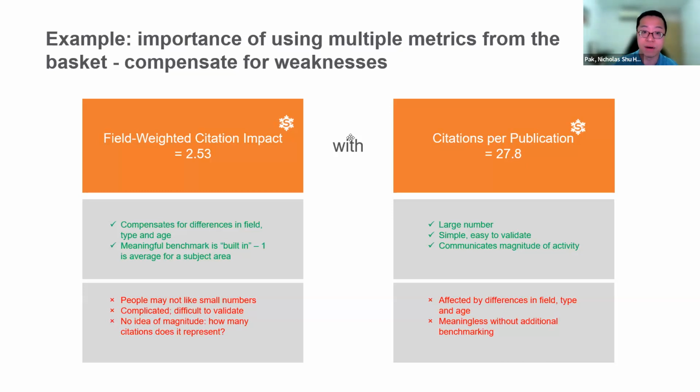But the one thing that people do not like about the FWCI is that the numbers are small, and people superficially may not like small numbers. It may be complicated and also very difficult to validate. And there's no idea of magnitude because you don't know how many citations it represents. But this is the part where I think it's useful. When you use field-weighted citation impact together with citations per publication, the citations per publication showcases a large number. In a way, it showcases range and magnitude. It's simple and easy to validate because it's a count. But what it doesn't show is the differences within the field, the type and the age. And it's also meaningless without additional benchmarking. So you really want to use FWCI together with citations per publication to showcase the impact, the magnitude, and the context of the metrics that you're looking at.